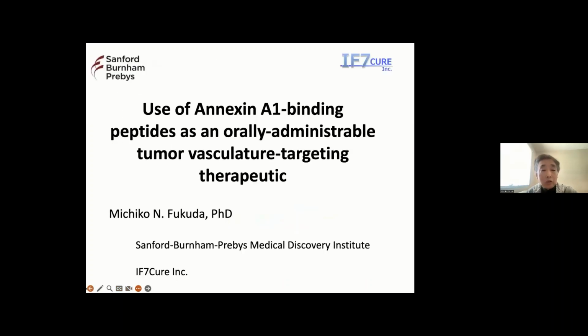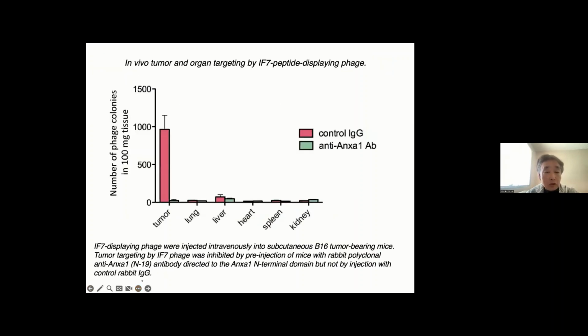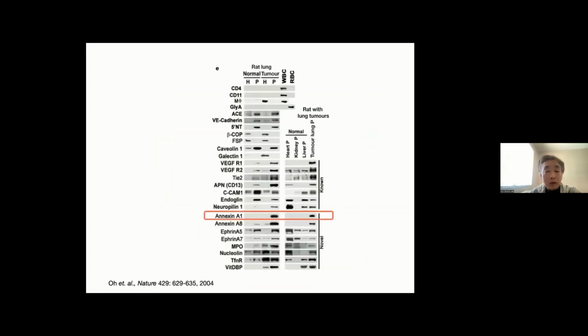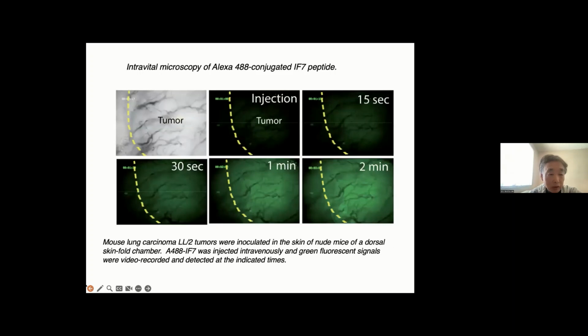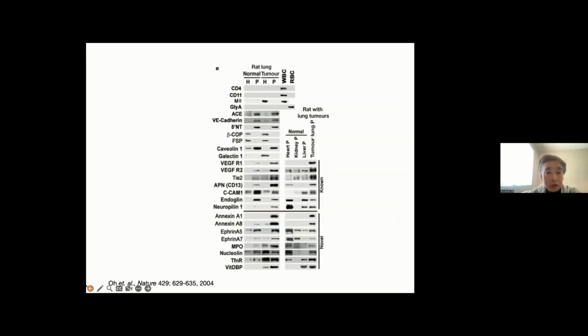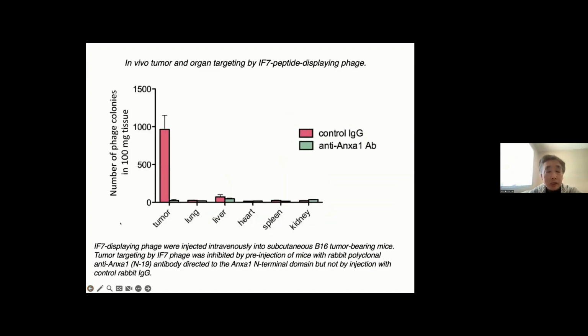Okay. So, use of Annexin A1-binding peptide as an orally administrable tumor vasculature targeting therapeutic. And so this is a graph of IF7 peptide targeting to the tumor.